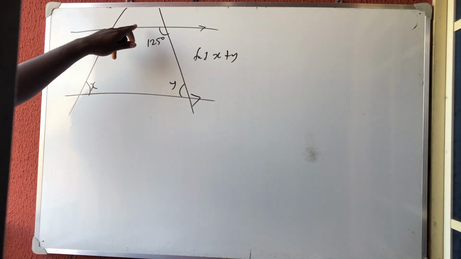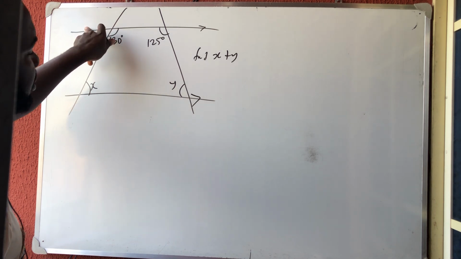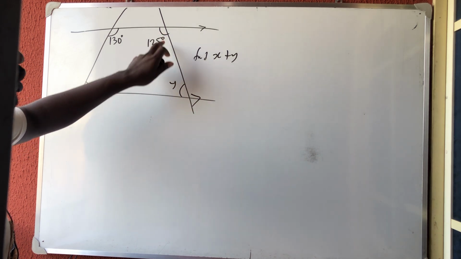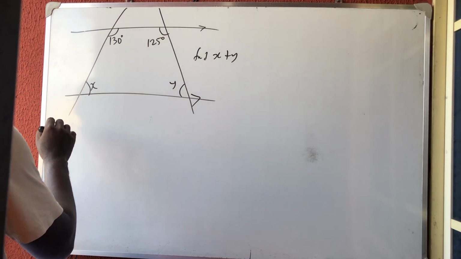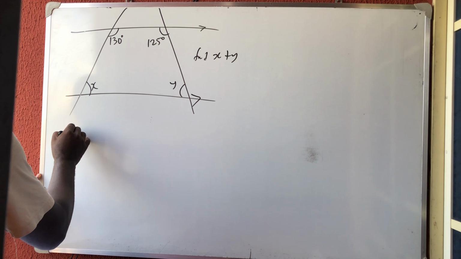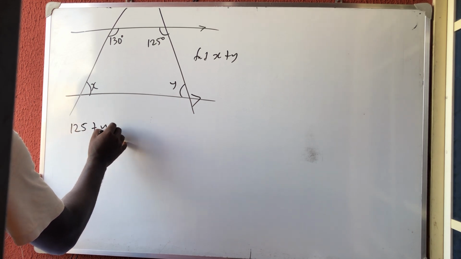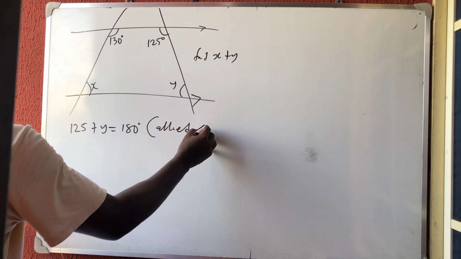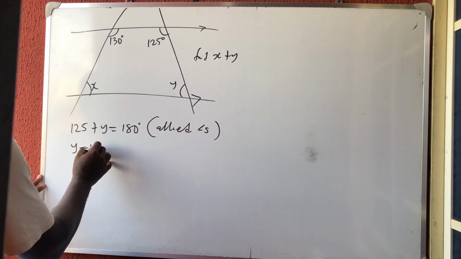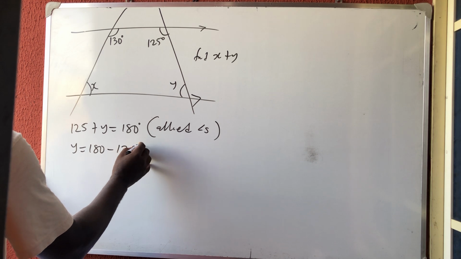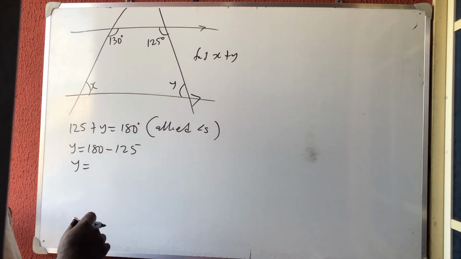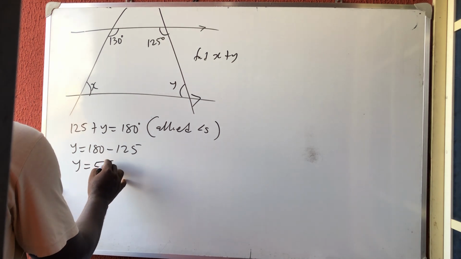Now this is very, very simple. This is a straight line that is parallel to this, and the transversal line, opposite each other, is called what? Allied angles. Don't forget. So we can tell them that 125 plus Y is equal to 180 degrees. The reason is allied angles. So therefore my Y is equal to 180 minus 125, which is 55 degrees.